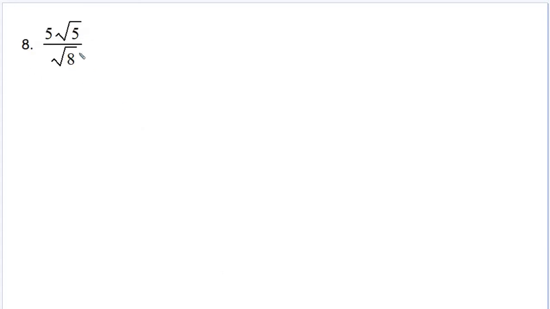So the next one, notice we have this radical in the denominator. So we're not truly going to be dividing by the square root of 8. We're just going to rationalize that radical out of the bottom. So I'm going to multiply by the square root of 8, top and bottom.